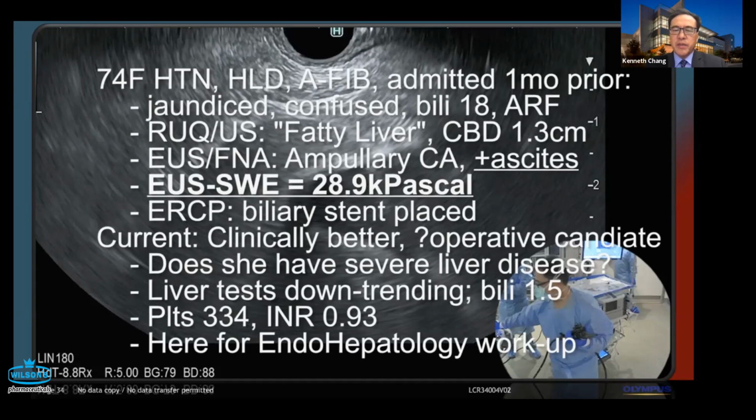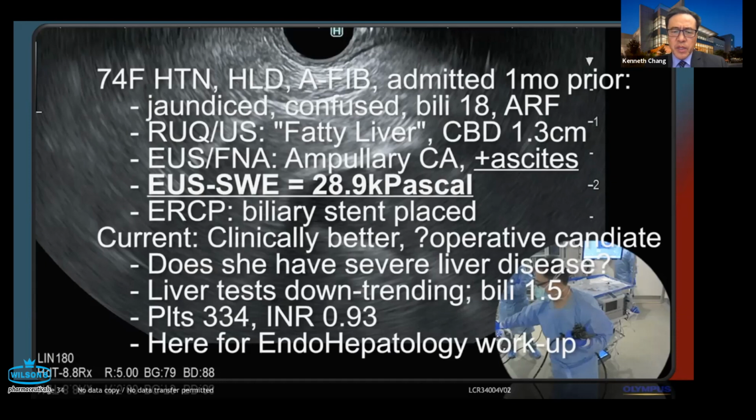The jaundice has been relieved because of the stent. And the big question for the 74-year-old is, is she an operative candidate? Can she withstand a Whipple resection? Does she have significant liver disease? Does she have portal hypertension resulting in ascites, which would make her a very high surgical risk? Or have things improved with the biliary stent placed?